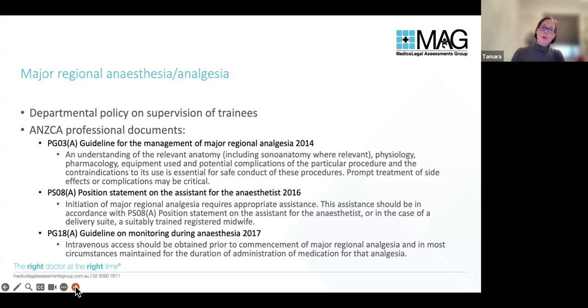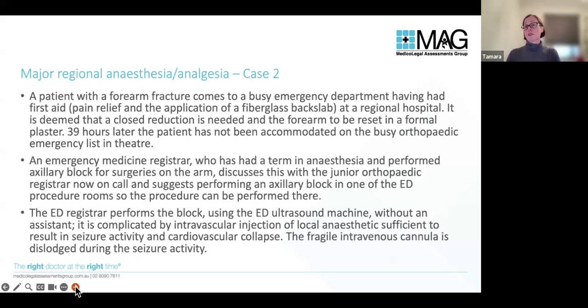And there's a separate guideline on monitoring during anaesthesia, which applies here. And this person should have made sure that there was an assistant who could monitor pulse, blood pressure, and other parameters. So you could reference those guidelines in making your medical legal report.